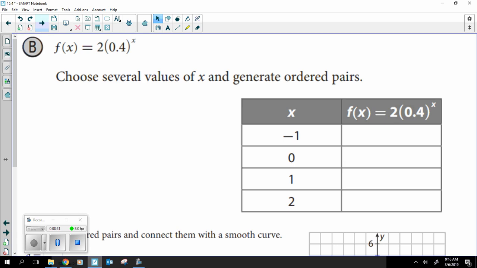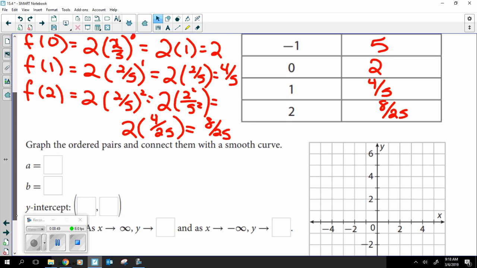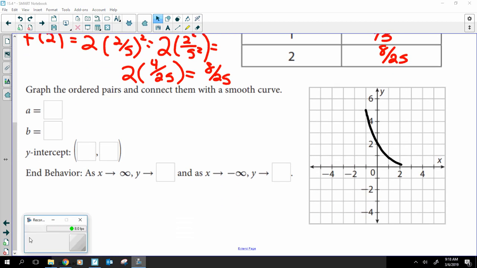I'm going to pause this, and I'll be right back. Okay, so I've gone ahead and worked these out for you, and I'm going to go ahead and graph them. As you can see, as x goes to infinity, y is going to get closer and closer to 0, and as x goes to negative infinity, y is going to go off to infinity. So I'm going to graph that and prove that to you right here. I'll be right back.